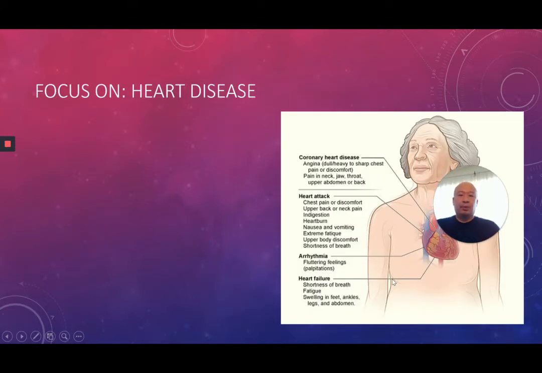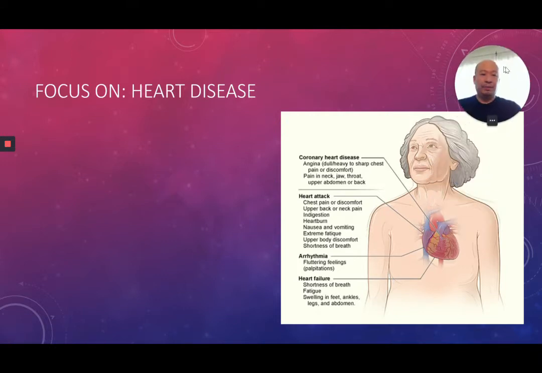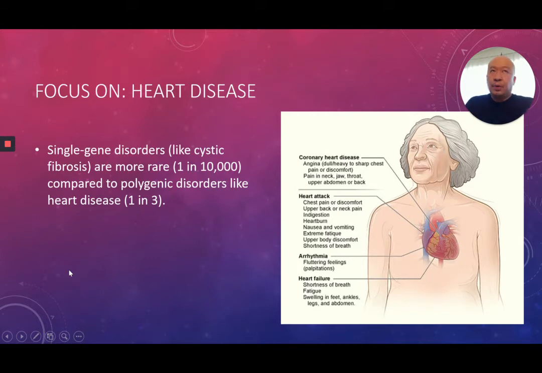So if we switch over our focus to heart disease, I'm just going to move my bubble out of the way. Most single gene disorders, the one that we looked at quite a bit throughout the unit is cystic fibrosis. Okay, that's caused by one recessive gene. So it's easier for us to predict how that gene is passed from parent to offspring, and we can follow it quite easily on a pedigree as well.